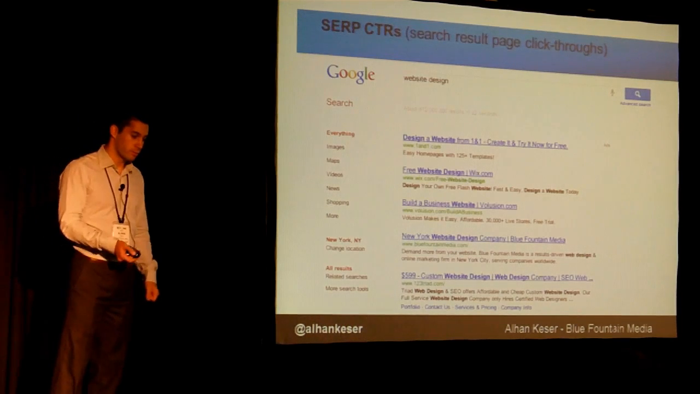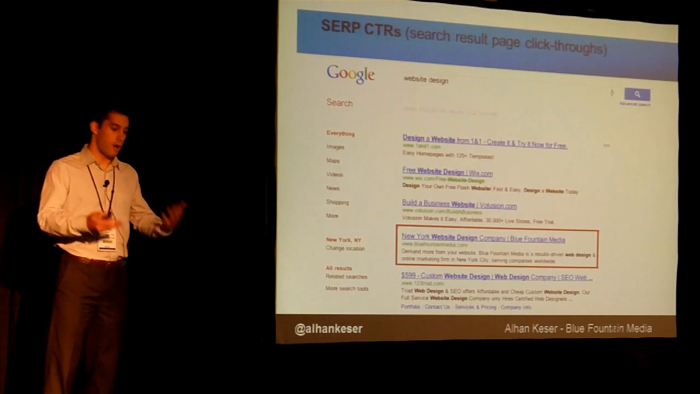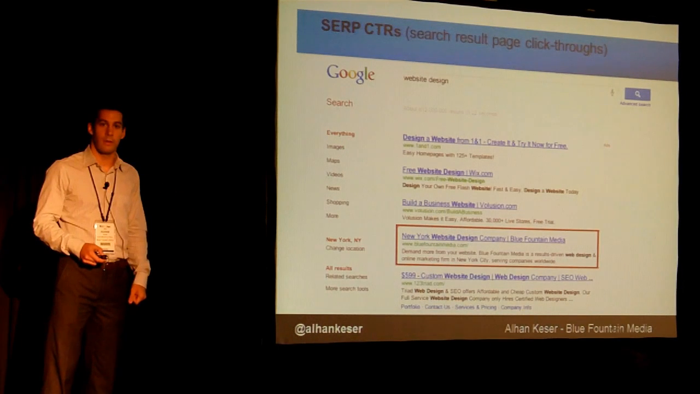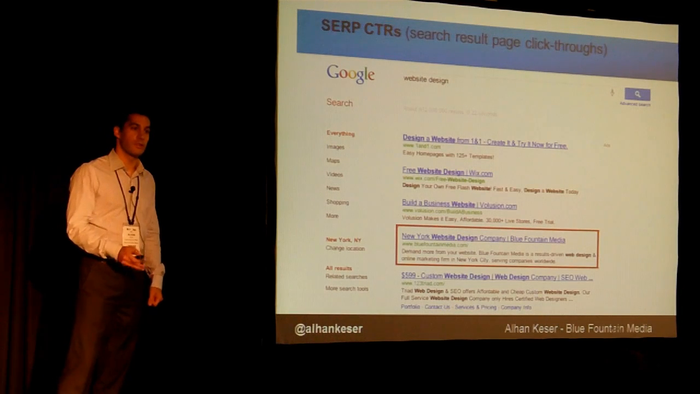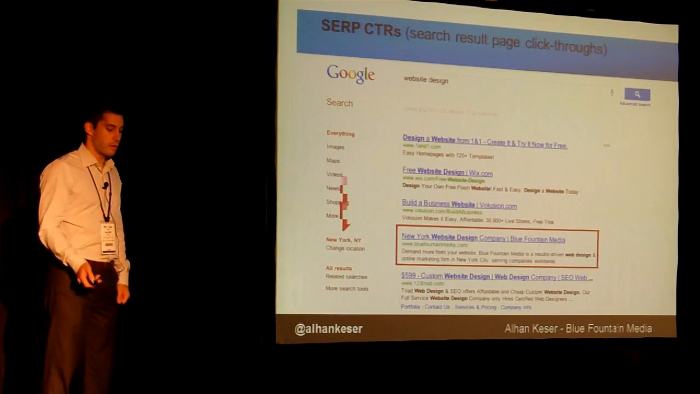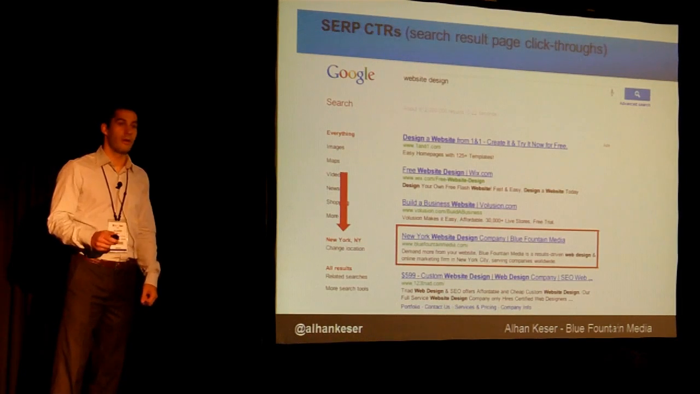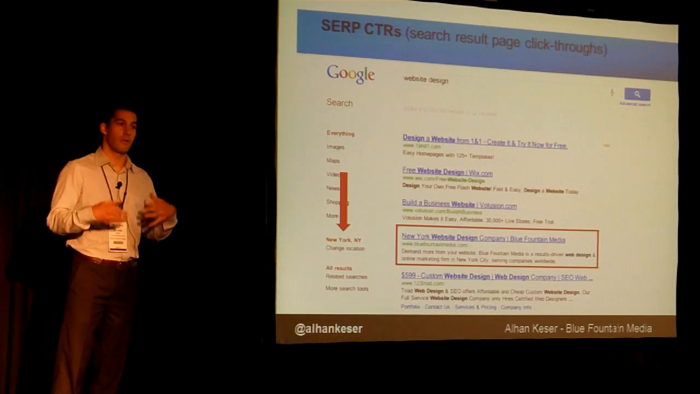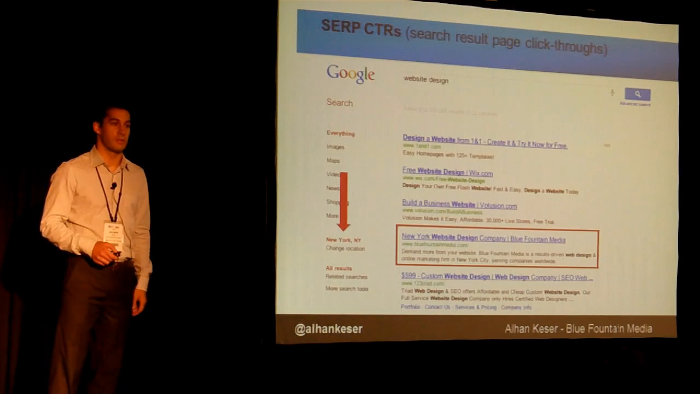So I just looked it up. There we are, number 1. We're number 1 on this search result page. Why don't we have a better click-through rate? So you don't want to jump to conclusions too fast here. The reason for this is because this is a localized search result page. It's New York. Although website design is not a geo-specific keyword, we're getting served search results that are geo-specific.